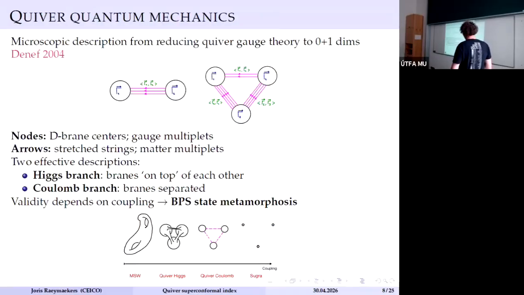So you have this. Then I have this picture of BPS state metamorphosis, how they sort of morph into each other in different regimes. So here you have, say, the MSW microscopic description. Here you have the Higgs branch, here the Coulomb branch, and here is gravity. Each regime is valid for some values of coupling. There are subtleties with this picture that I will come back to later.